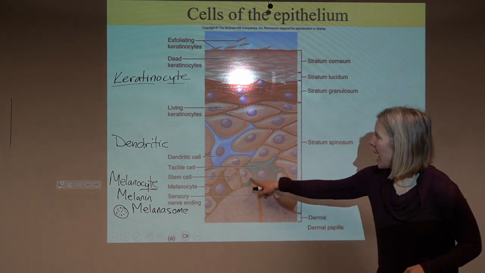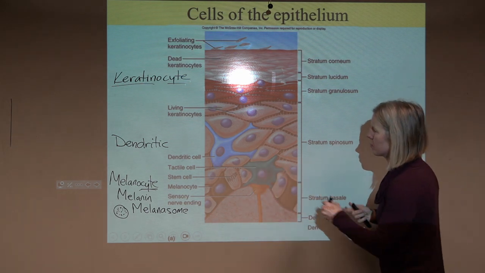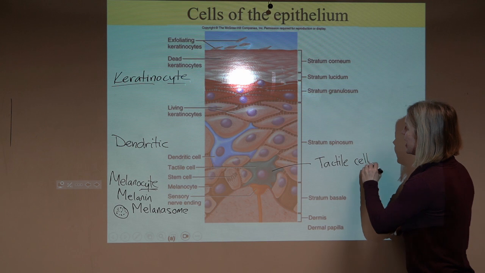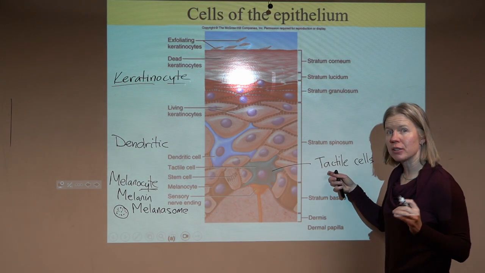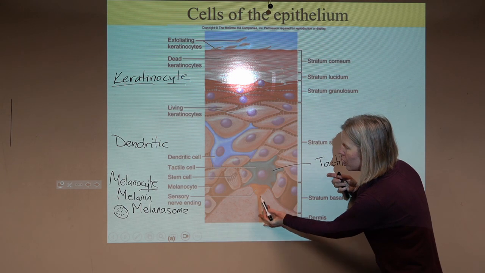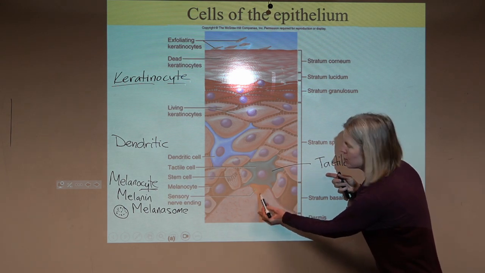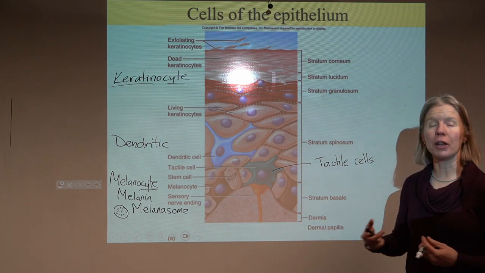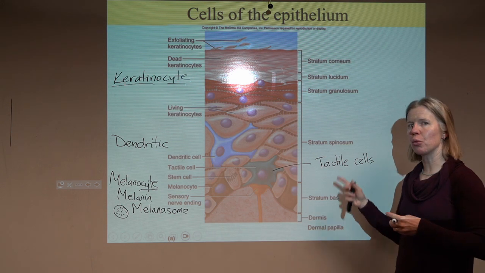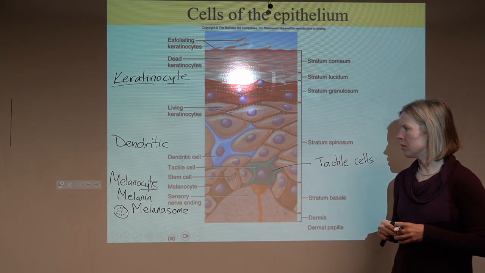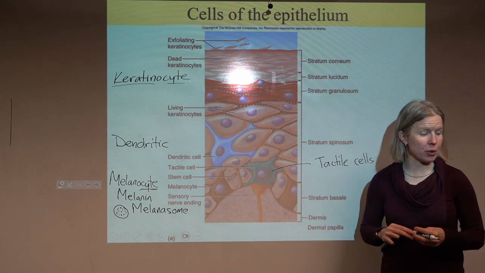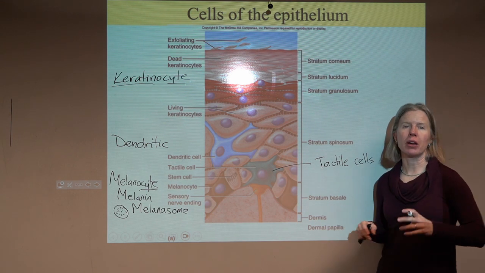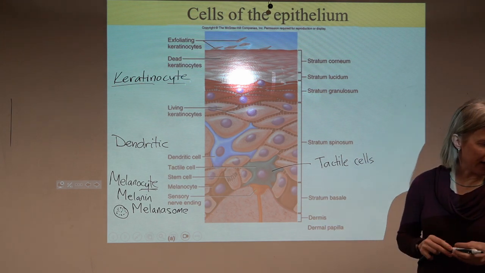Here we go. Tactile cells. The name is a big clue as to its function, right? Notice they're always associated with a nerve ending, a sensory nerve ending. And so this tactile cell is one of those cells that's helping you with that sensation of touch. We'll look at sensory receptors in a little bit more detail as we get into accessory organs, but this is actually just a cell. It lives in the stratum basale, and it's associated with a nerve ending.